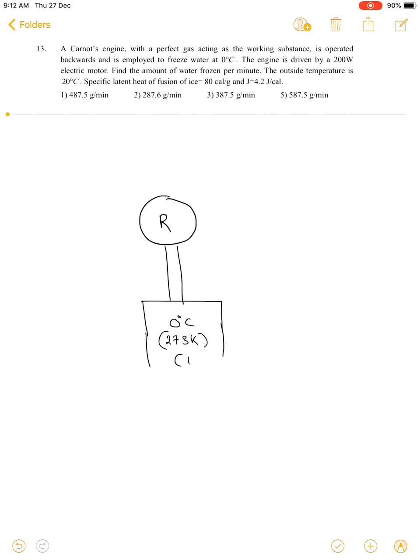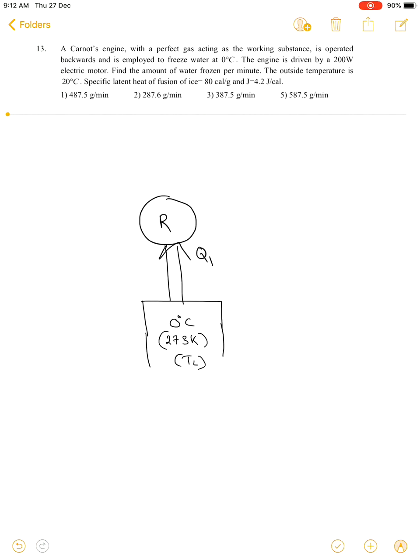Then this question is given that a Carnot engine with a perfect gas acting as a working substance is operated backward and it is employed to freeze water at 0 degree Celsius. So here you can just consider that this heat engine is behaving like a refrigerator, and it is taking heat energy from a low temperature region, which is nothing but ice at water at 0 degree Celsius, or you can write it as at a temperature of 273 Kelvin, which is nothing but the low temperature region.